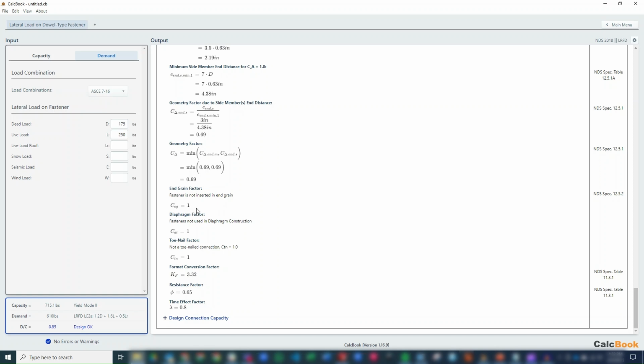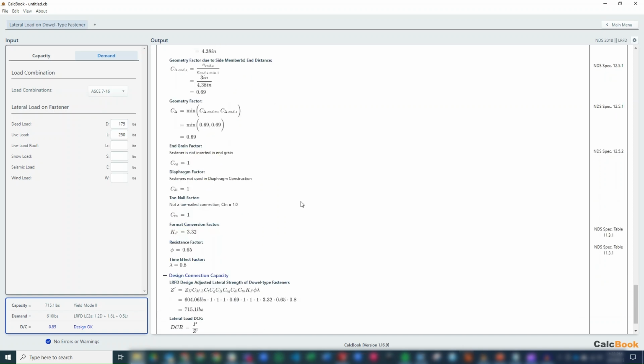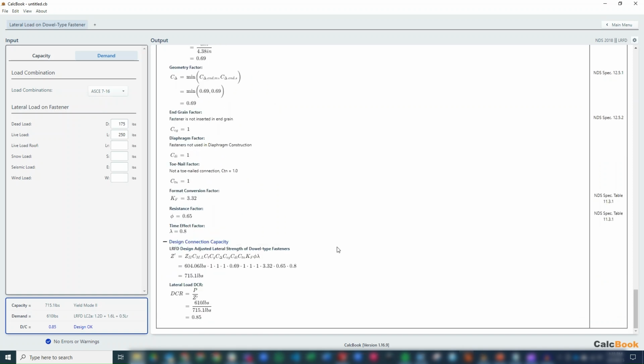Our end grain, right, does not apply because we are not in the end grain, so that's a 1. Not a diaphragm, so that's also a 1, and then our toenail is also a 1. So lastly, we can just put that all together and get our LRFD design adjusted lateral strength, which is going to give us 715 pounds. And so our DC value is going to be 610 over 715, which gives us a ratio of 0.85. So that is a single fastener lateral load design in CalcBook.